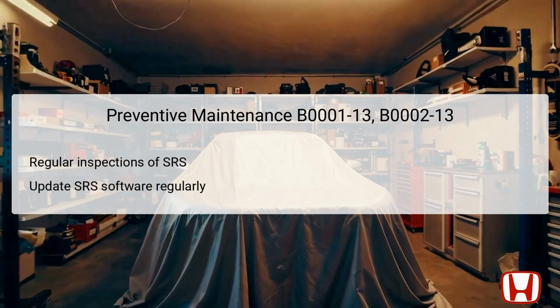To prevent future occurrences of DTC B0001-13 and B0002-13, it's essential to adopt regular preventive maintenance practices for the SRS airbag system. This includes scheduled inspections of all SRS-related wiring and components to check for signs of wear, corrosion, or damage that could potentially affect system performance.